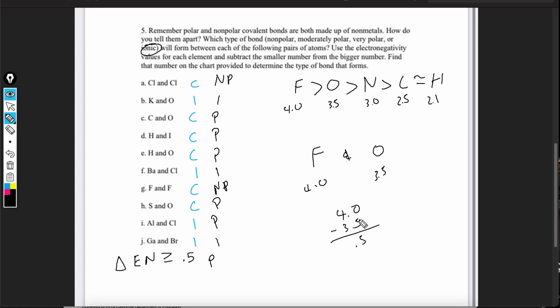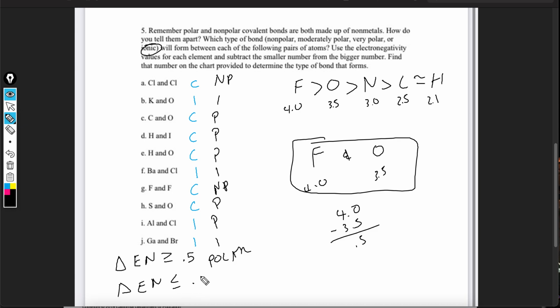So if it's 0.5, this one would be polar in this situation right here, right? F and O. So 4.0 minus 3.5 would be 0.5. So if it is 0.5 or more, it is polar, okay? If the difference in electronegativity is less than 0.5, so 0.4 or less, then it is non-polar. You feel me? So this is the mathematical way of doing it, how they want you to do it.